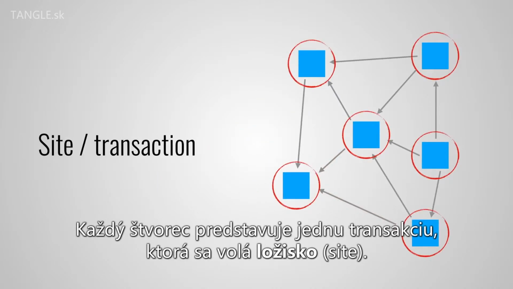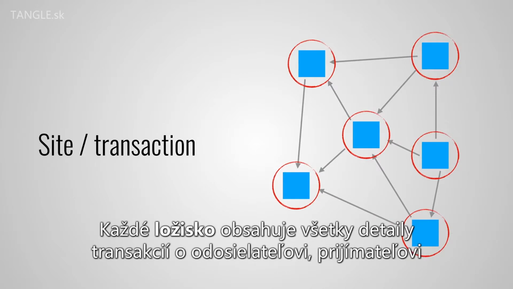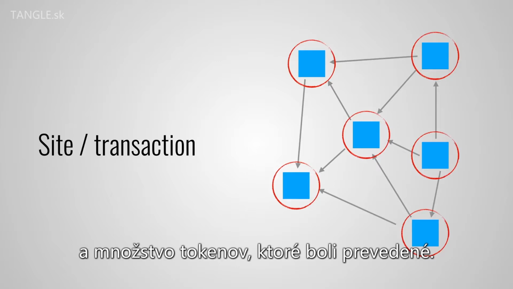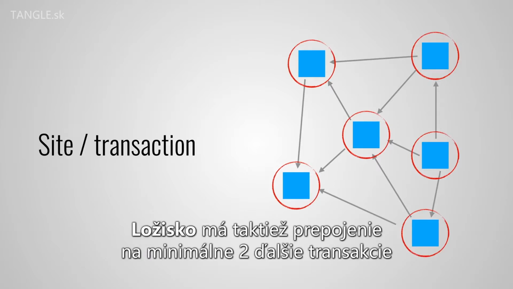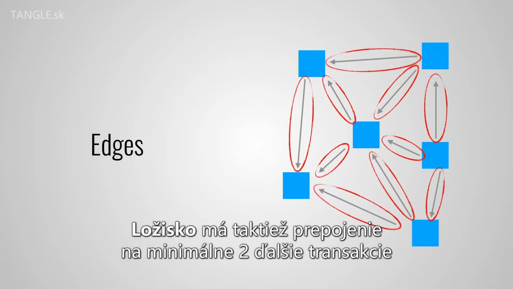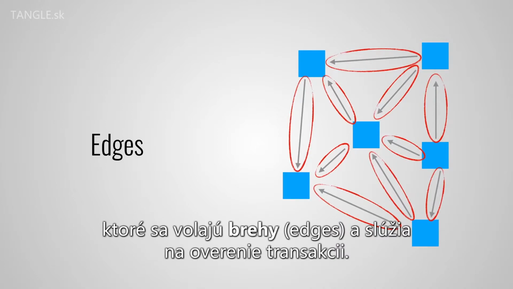Each square represents a single transaction and is also called a site. Each site contains all the details about the transaction, such as the sender, the receiver, and the amount of coins that was transferred. It also has a connection to at least two other transactions. These are called edges, and they validate the transactions.